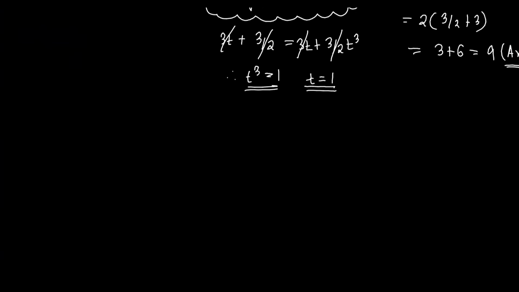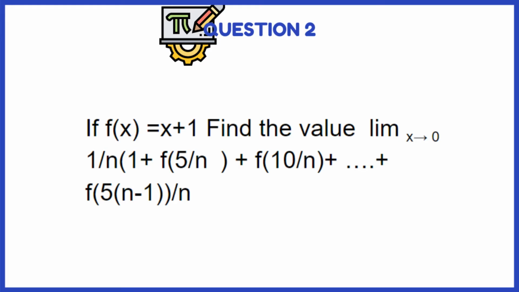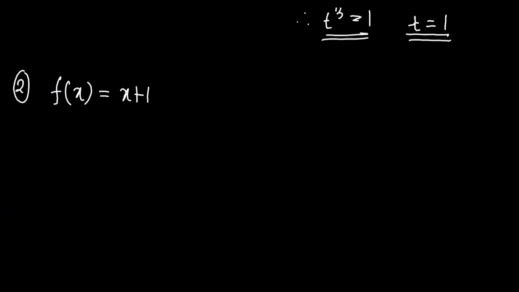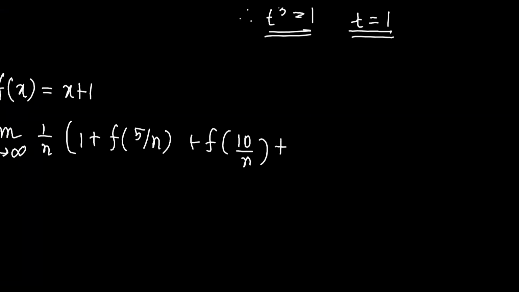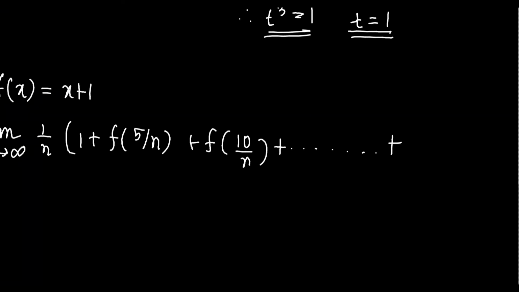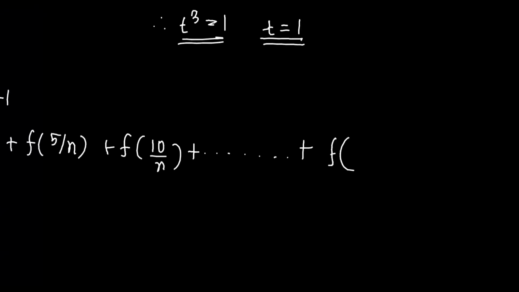Now this was our first question. Now we come to our second question. So in the second question, what it is telling is that f of x is given as x plus 1. Okay, so we have to find out limit n tending to infinity 1 by n into 1 plus f of 5 by n plus f of 10 by n plus up to f of 5 into n minus 1 by n.